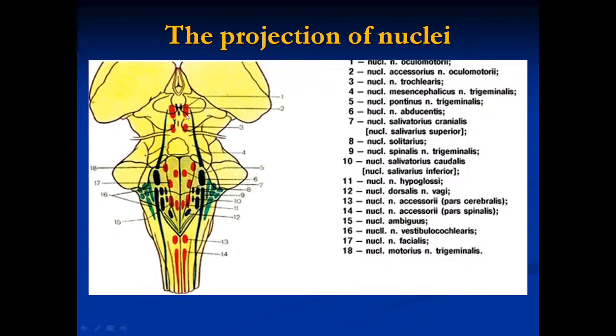Again, this is the nucleus of the oculomotor nerve. This is the nucleus of the trochlear nerve located at the inferior colliculi of the tectum of mesencephalon. And this is the rhomboid fossa, upper part, dorsal part of the pons, where are located nuclei of the abducens, facial, trigeminal nerve, and vestibular-cochlear nerve. And at the dorsal part of the medulla oblongata, you can see nuclei of the glossopharyngeal, vagus, accessory, and hypoglossal nerve.